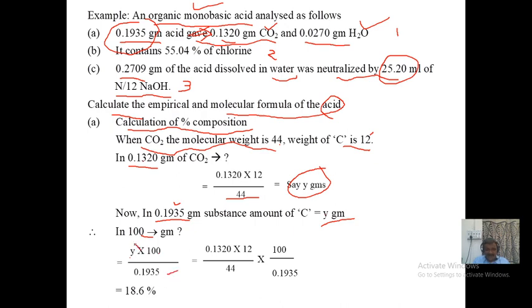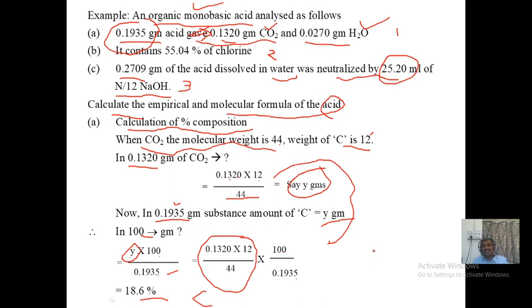But what is the value of y? It is already there, friend, with us. So y, I will transfer this value here in this equation. So 0.1320 gram into 12 divided by 44 multiplied by 100. So it is 100 divided by the weight of the sample 0.1935. So this is nothing but your value of y. And if you solve this, it gives me 18.6%. This is nothing but percentage of carbon, friend. Right? So laboratory A, first part, it gives me the percentage of carbon, friend.